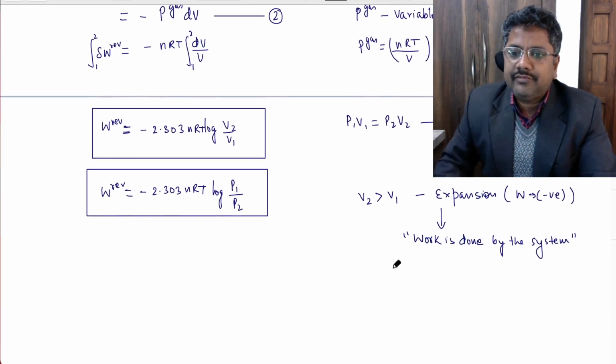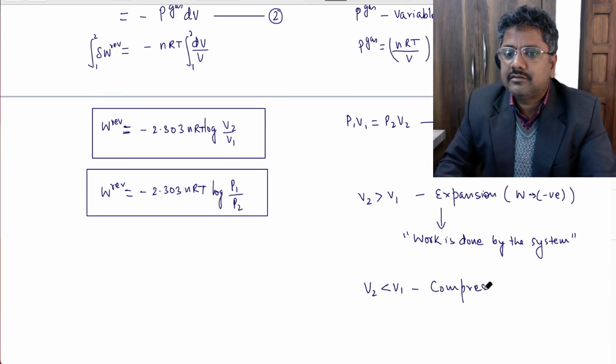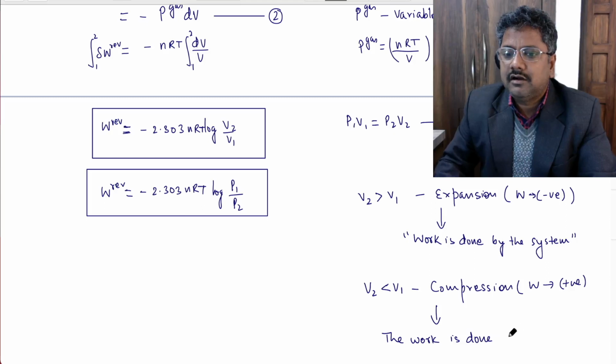And if V2 is less than V1, then compression is taking place. This time W is positive, which means the work is done on the gas by the surroundings.